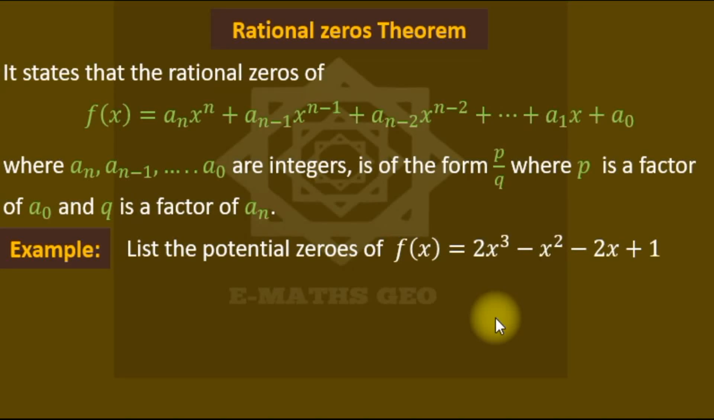So we are on the rational zeros theorem. It states that the zeros of this polynomial, where these are the coefficients and the coefficients are integers, are of the form p over q, where p is a factor of the constant term, that's a subscript 0, and q is a factor of the coefficient of the highest power.